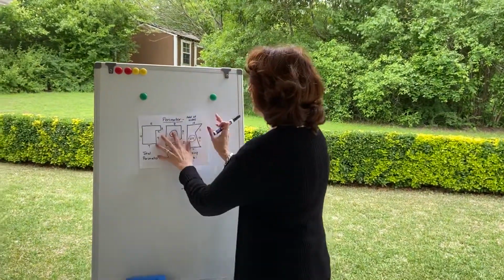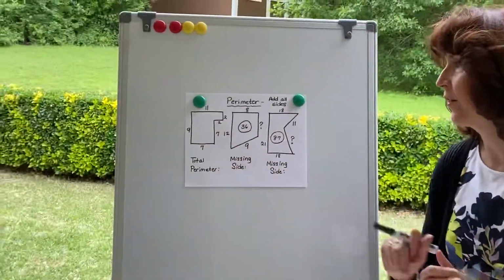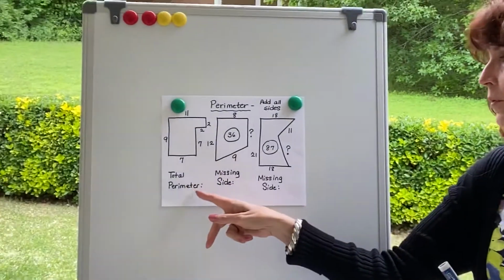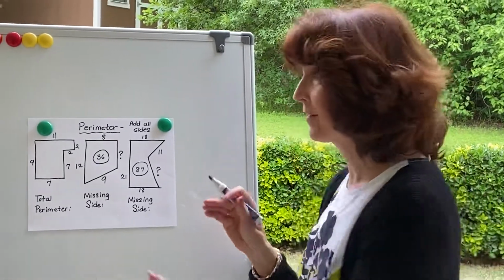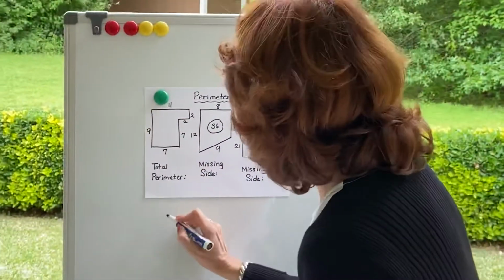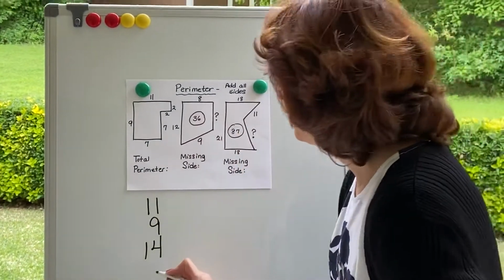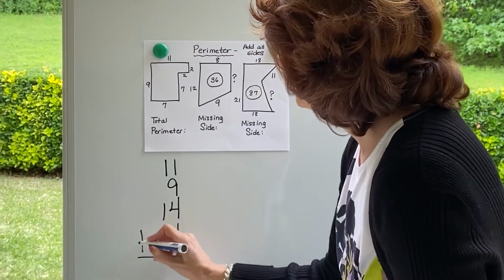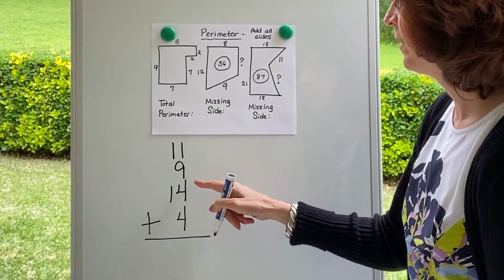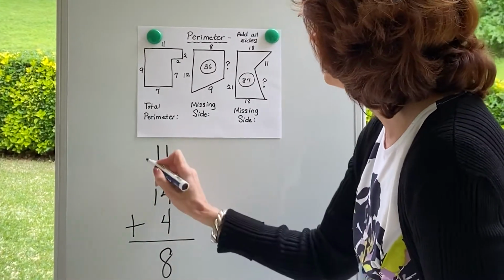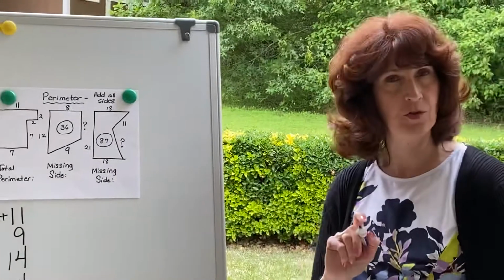I've already prepared 3 examples for you. The first figure, they're asking for the total perimeter. Now that's not difficult. All you need to do is add up your sides. Oh, I can do that. Let's see, 11 plus 9. 7 and 7 is 14. 2 and 2 is 4. So I'm going to add all those up together. 9 and 1, 10. 10 and 4 and 4 is 18. Carry your 1. Your answer is 38. That is your total perimeter.